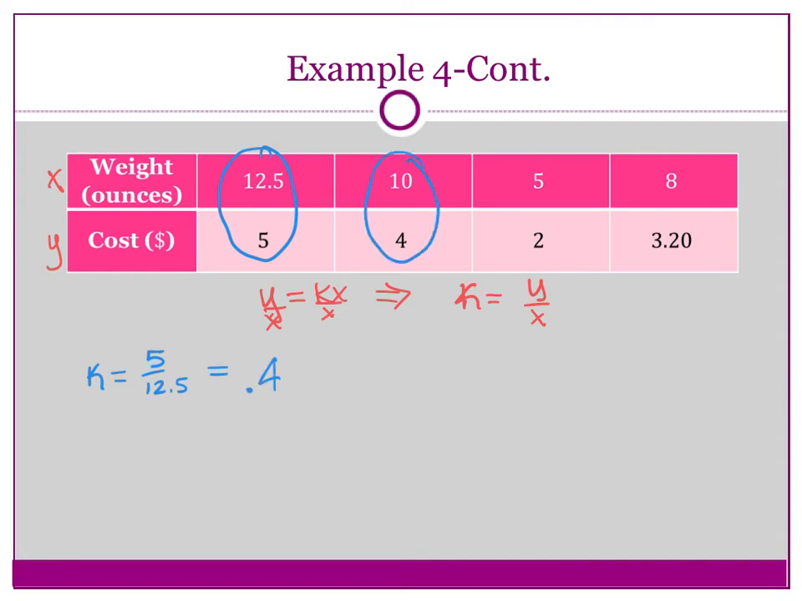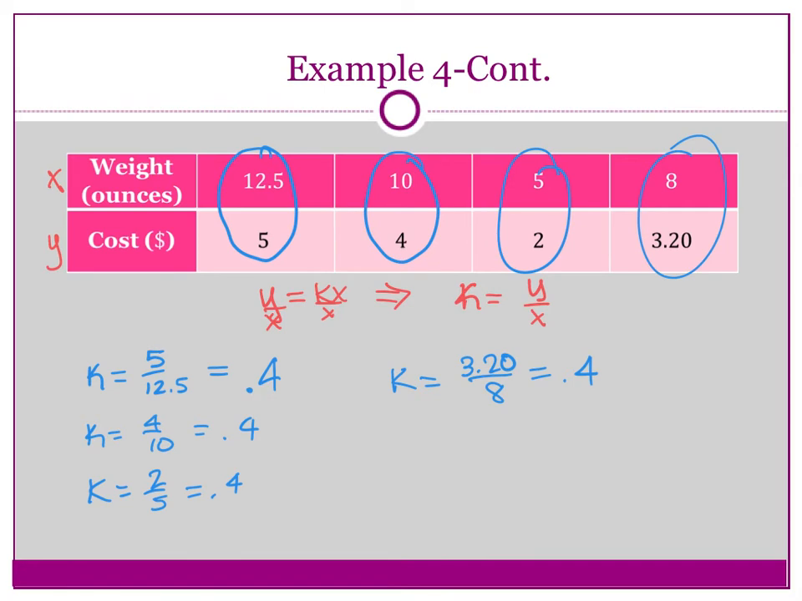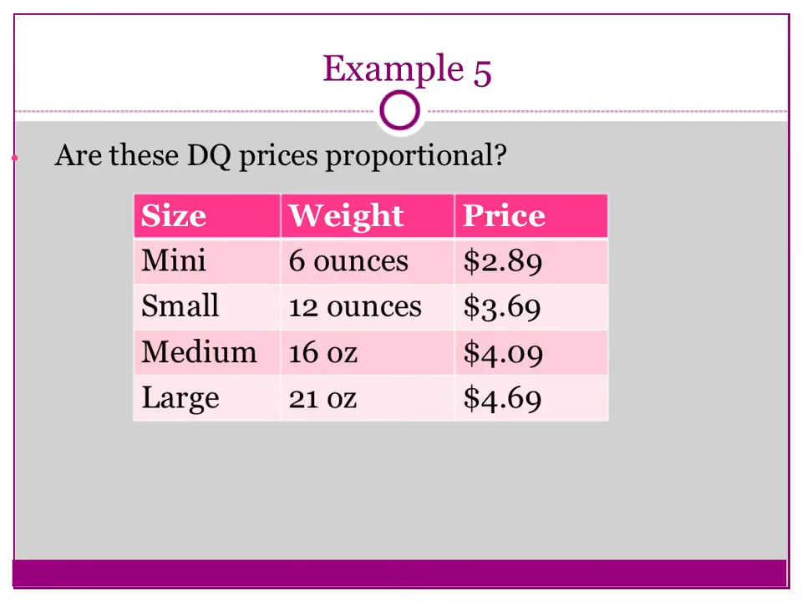I'm now going to look at the next one, and I get k equals 4 divided by 10, which is 0.4. Then the next one, 2 divided by 5, also equals 0.4. And if I check my last one, I have $3.20 divided by 8, which is also equal to 0.4. Because these points have the same k value, they all vary directly, or they are all proportional.